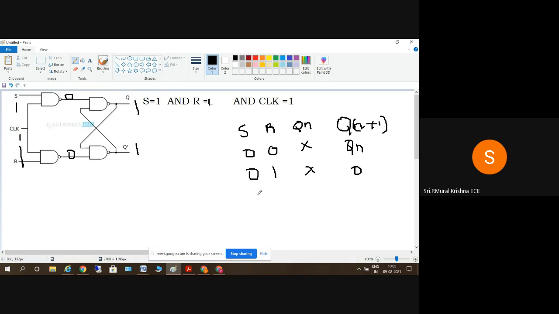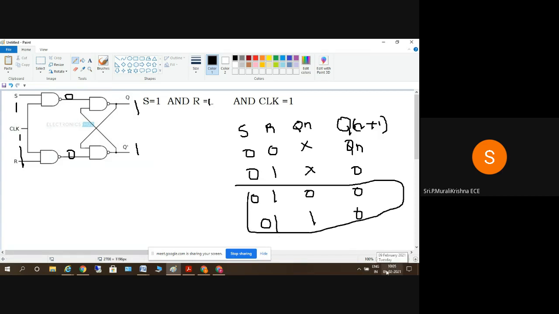So this is what we got here. The meaning of this is 0 1. If the present state is 0, it will be a 0. 0 1. If the present state is 1, it will also be a 0. So that is the elaboration of this.